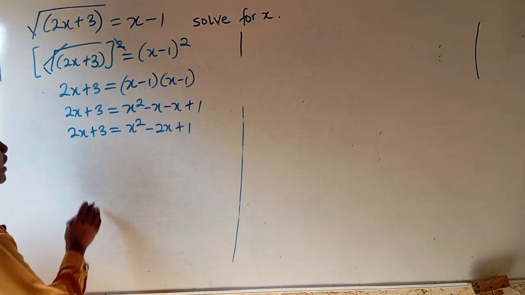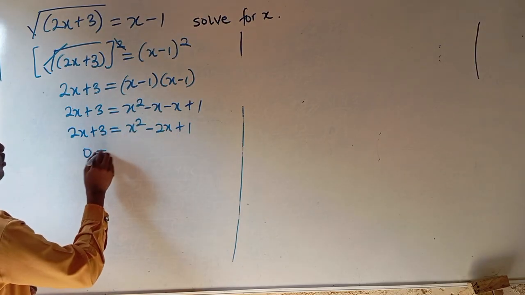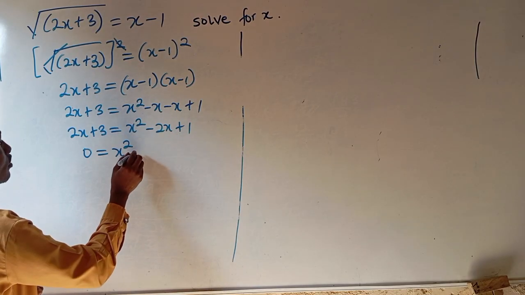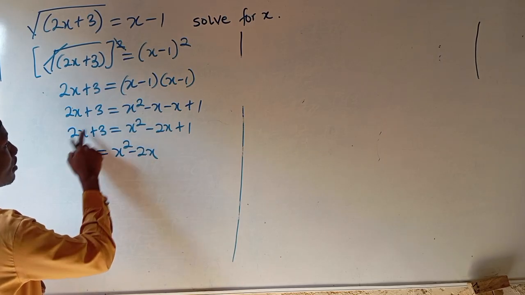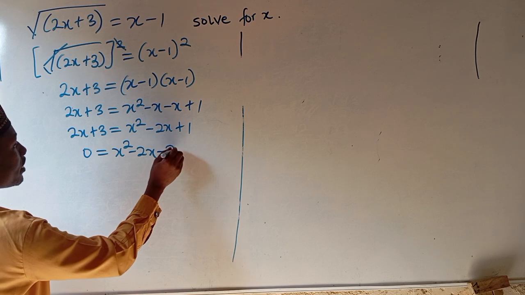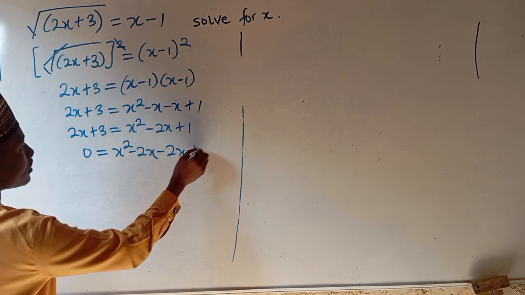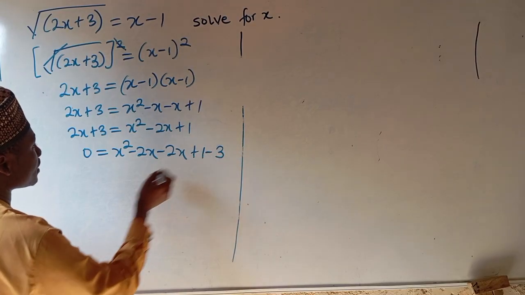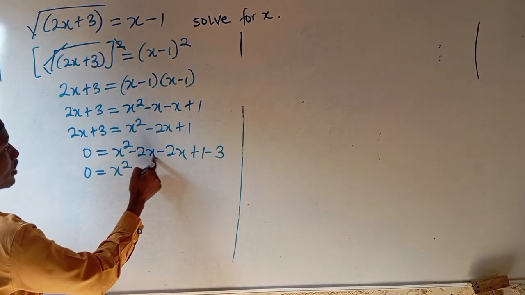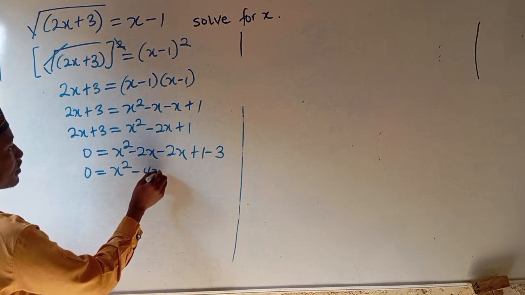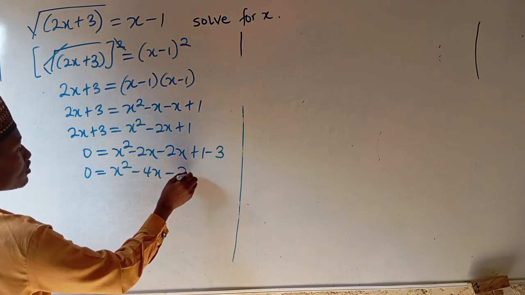So from here you collect like terms. Everything is going to the other side. We're going to have 0 equals x squared. This is minus 2x, we have plus 2x; when it crosses the equality sign, it's going to be minus 2x. And we have plus 3. We have plus 1, which is going to be minus 3. So we are going to have 0 equals x squared, minus 2x minus 2x is minus 4x. This is plus 1 minus 3 is minus 2.